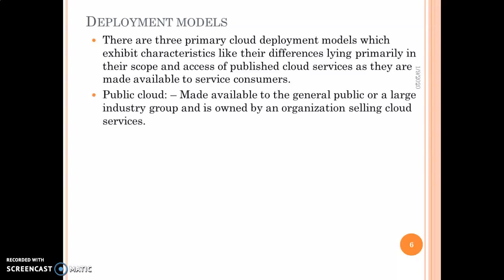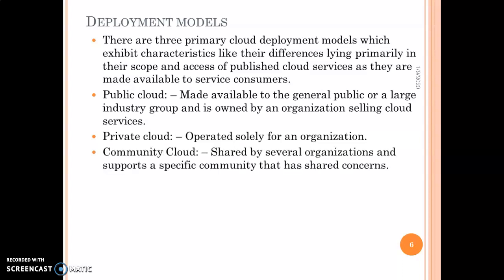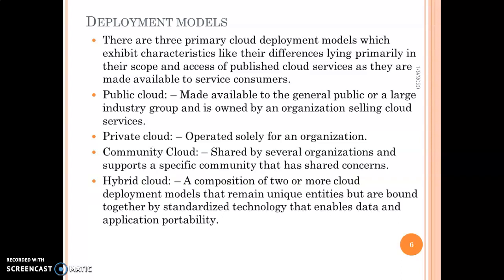The public cloud is made available to the general public or a large industry group and is owned by an organization selling the cloud services. Private cloud is operated solely for an organization. Community cloud is shared by several organizations and supports a specific community that has shared concerns. Hybrid cloud is a composition of 2 or more cloud deployment models that remain unique entities but are bound together by standardized technology that enables data and applications portability.